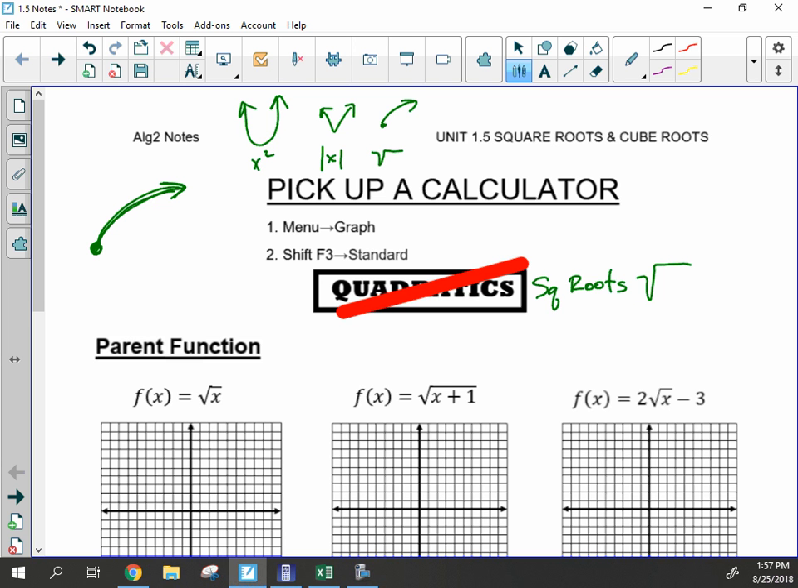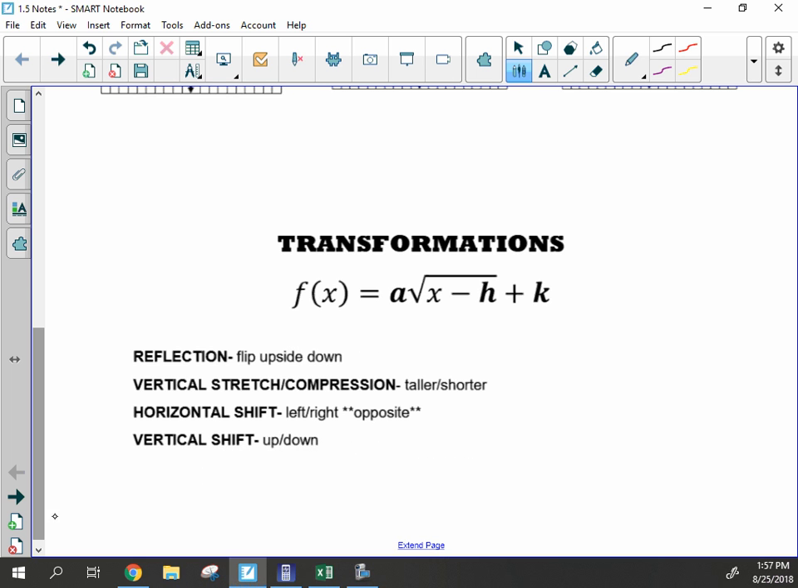Now this is the formula for the general square root. If you take a look, you may notice it's got the A in the front, the H on the inside with the X, and then the K. In all of the other ones, they have lines around it, but this time it's got the square root around it. So then the last one is the K.